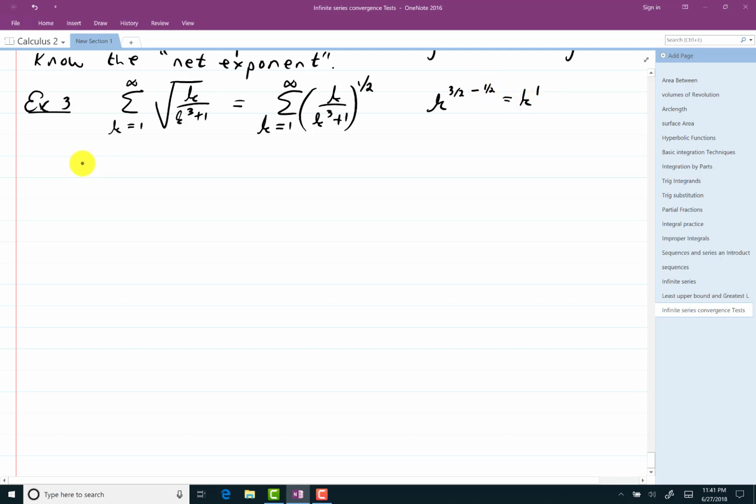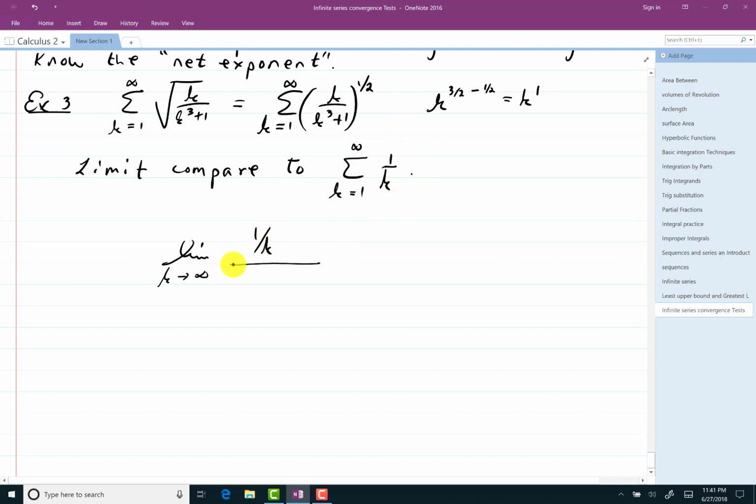So I'm going to limit compare to the series from k equals 1 to infinity of 1 over k. That's 1 over k to the 1. Now watch what happens when I do it. It doesn't matter who you put on top or who you put on the bottom. It really doesn't. So we're going to do the limit as k goes to infinity. I'll put the 1 over k in the numerator, and then down here I'll put this stuff.